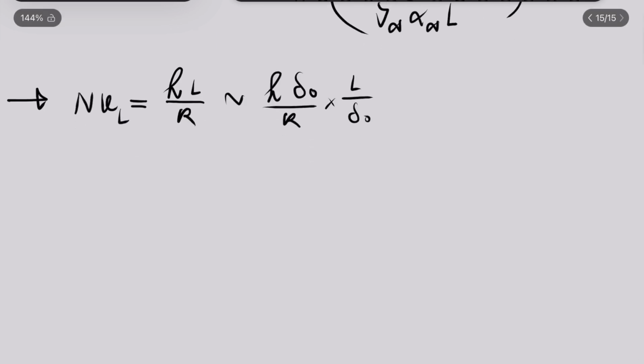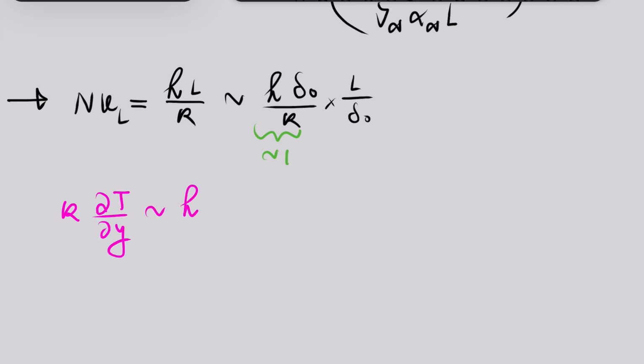Now we can prove that this is actually of the order of 1. How can we prove it? I have proved this multiple times in forced convection, but still, at the wall we have k dT/dy at the wall, which is equal to h into (Ts minus T infinity).